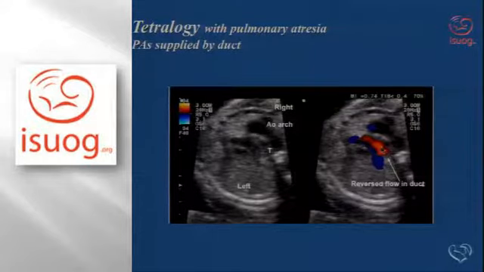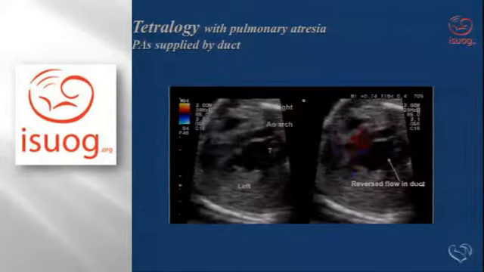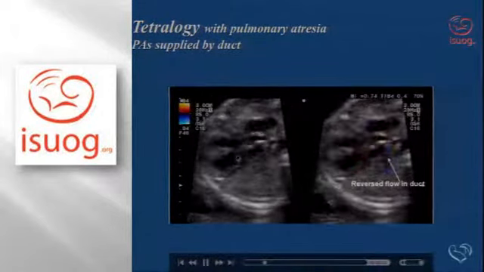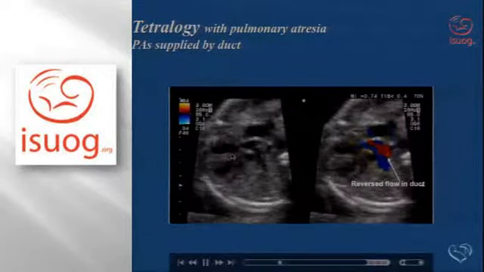So right side arch and left-sided duct with reverse flow. That flow goes all the way back into the pulmonary valve, which is atretic in this case, and then it bounces back and falls forward into the branch pulmonary arteries, into the right and left lung. So this is tetralogy with pulmonary atresia, overriding aorta.